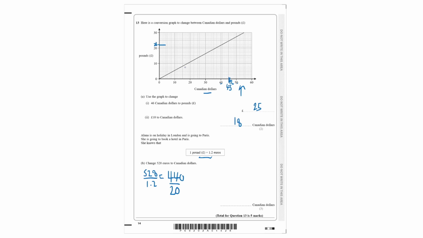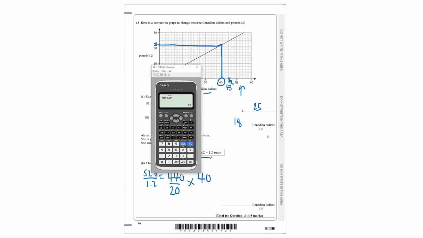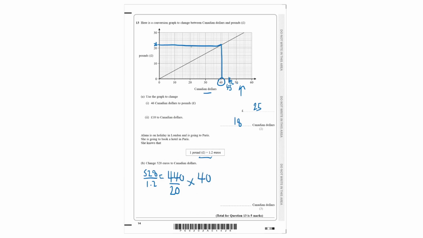If we can find out what that value is, if we draw a line perpendicular and perpendicular again, we can see that it is roughly 40 Canadian dollars. But remember, this is a bigger value, so we have to multiply by 40. So we have here 400, we have 440 divided by 20 times 40 gives us 880 Canadian dollars. 880 Canadian dollars.